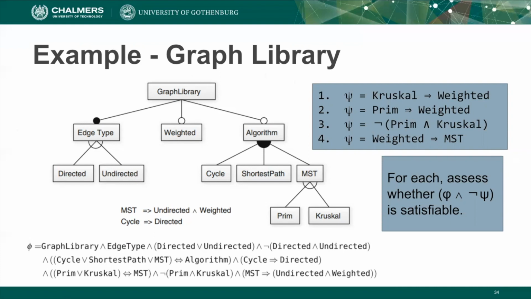Now, in this example, facts 1 through 3 are true of any product, but the fourth is actually false. If we choose weighted here, MST implies that we must have undirected and weighted at the same time. If we choose weighted, well, we don't necessarily have to choose MST as well. MST implies weighted, but not in the other direction. You could choose weighted and cycle or shortest path, right? So that fourth fact is not necessarily true of our model.